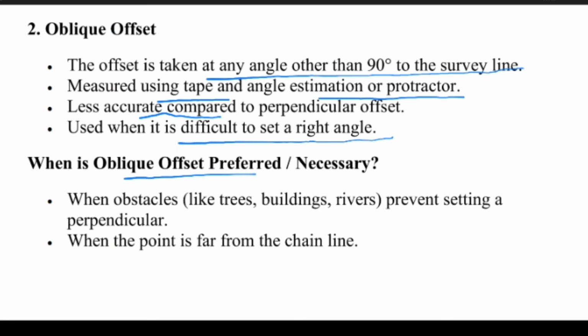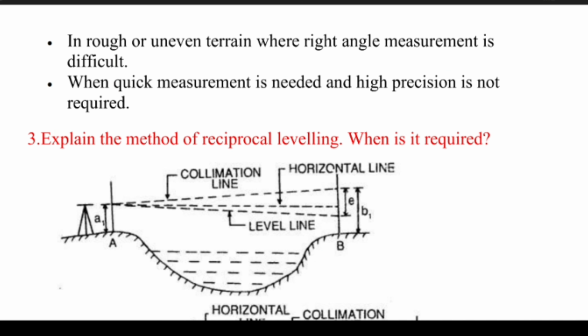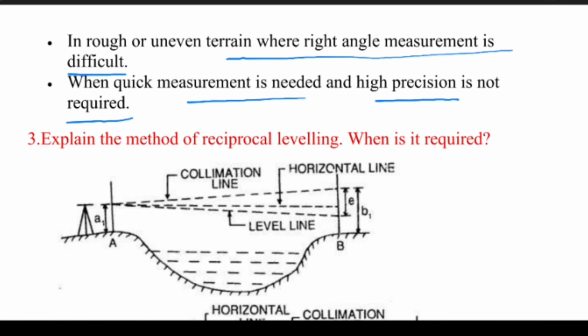So why is oblique offset preferred or necessary? Wherever there are obstacles like trees and buildings that prevent setting out the perpendicular, it is necessary. And when the point is far from the chain line, it is necessary. On rough, uneven surfaces, right angle measurement is very difficult, so you can prefer oblique offset. And when quick measurements are needed, but not high precision readings, you can go for the oblique offset.